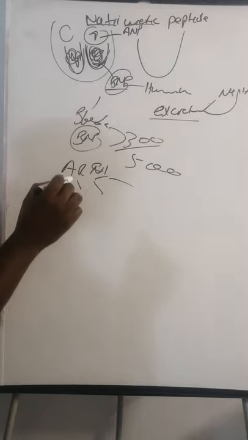Let me tell you about the neprilysin. Neprilysin is an enzyme that deactivates BNP and ANP. Remember, we want to achieve homeostasis all the time. So you cannot afford to have a BNP that is chronically activated. You need to deactivate it. So the neprilysin enzyme is the one that deactivates the BNP.